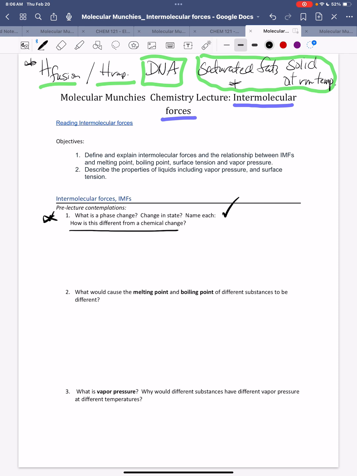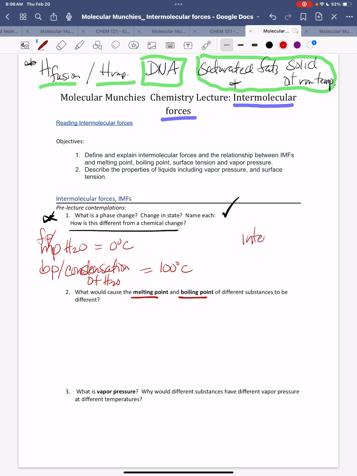I want to jump into this: what would cause melting and boiling points for substances to be different? We know for water, the melting point of water is 0 degrees Celsius. We know that's also the freezing point. We also know the boiling point or the condensation point of water is 100 degrees Celsius when it's pure, right? That's not true for every substance. Different substances have different melting points, and those melting points are dependent upon these intermolecular forces.